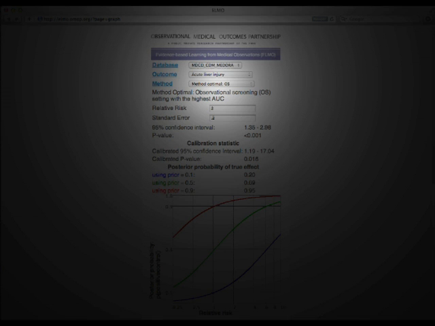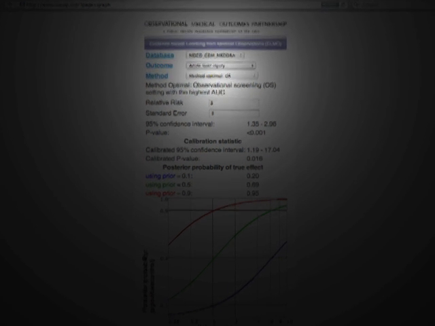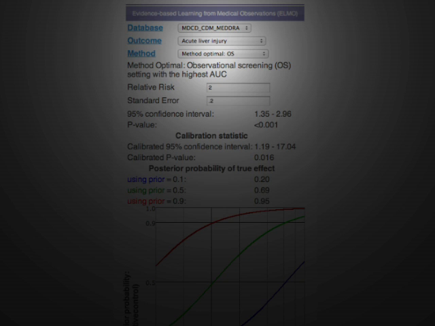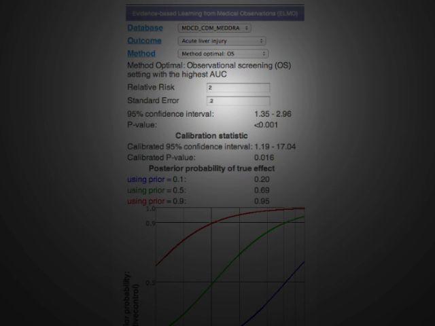What I'm going to show you here is an additional component of the tool that you can play with. If you go to elmo.omop.org, what I showed you before was you could pick your database, pick your outcome, and pick your method, and you'd get your ROC curve. But in fact, what we've also provided is the utility to pick your database, pick your outcome, pick your method, and then say you just picked up the latest copy of Annals of Internal Medicine. It said that they applied an observational screening method to liver injury for Medicaid, and they achieved a relative risk of 2 and a standard error of 0.2.